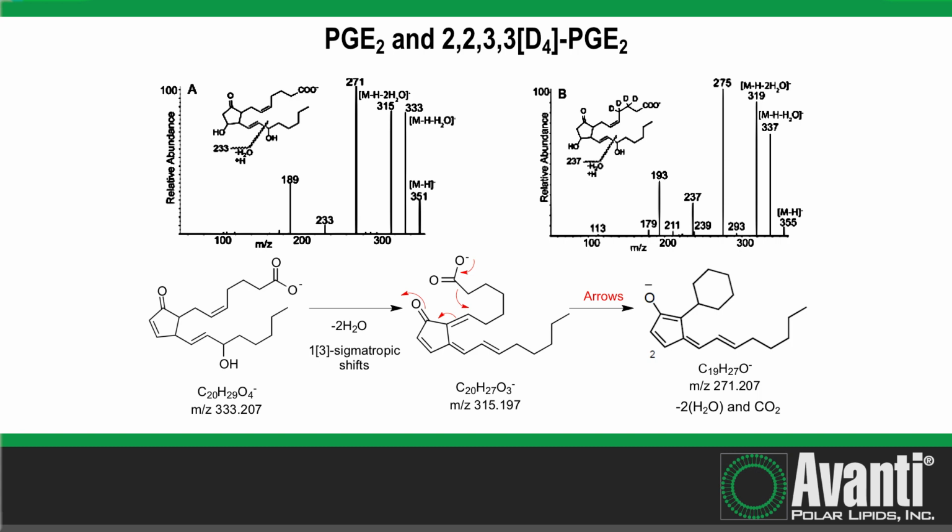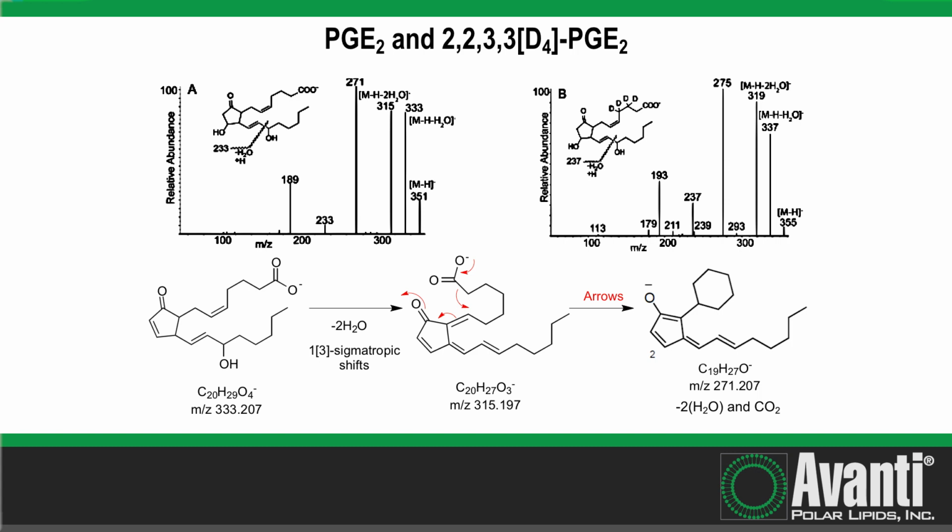Here is an example on the right-hand side of prostaglandin E2, but now it's got 4 deuterium atoms present in the upper side chain at carbons 2 and 3. No, sorry, 3 and 4. And so you see that deuterium atom will shift some of the masses. 271 goes to 275 because it contains all those deuterium atoms right there.